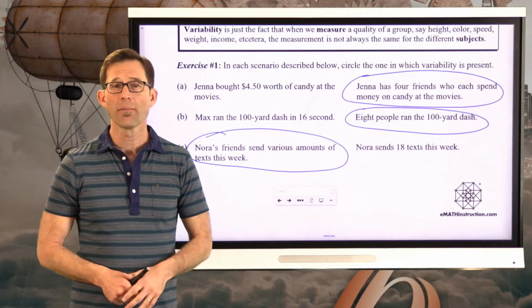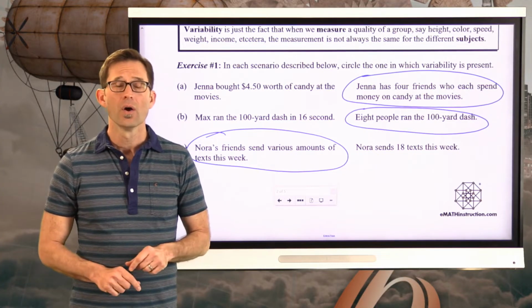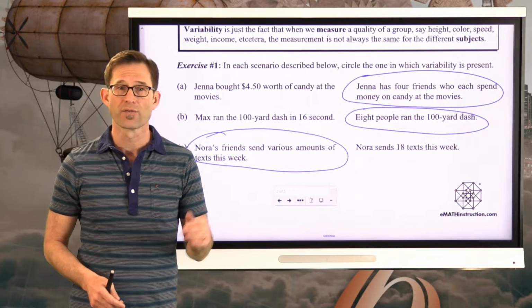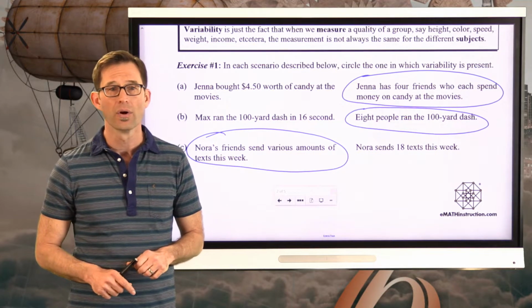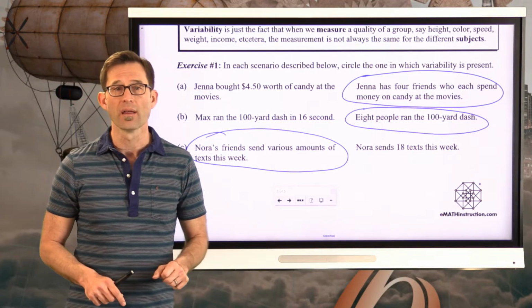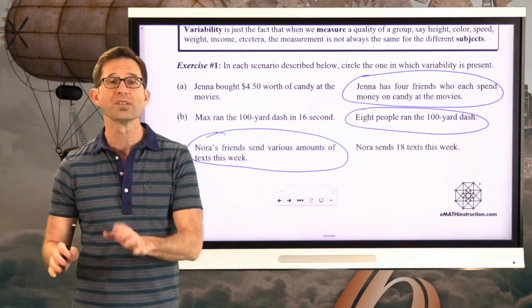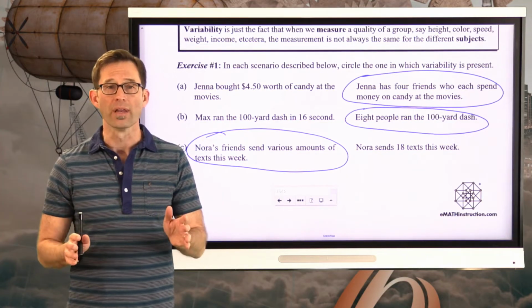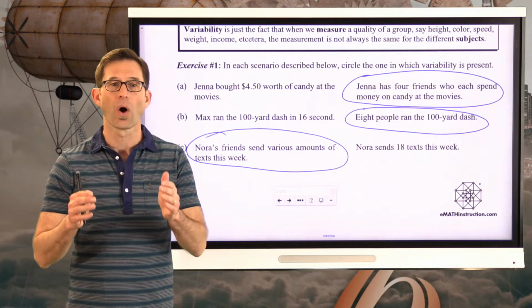On the other hand, if I said, how many texts did Nora's friends send? Well, then, there'd be a range of answers. You might say, well, her best friend only sent this many, and the friend that sent the least sent this many, and the average number that they sent was this many, all right? Variability is what statistics is all about.